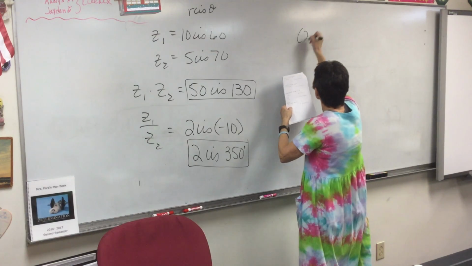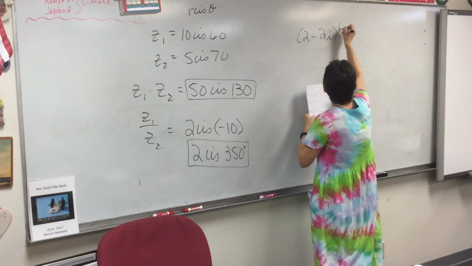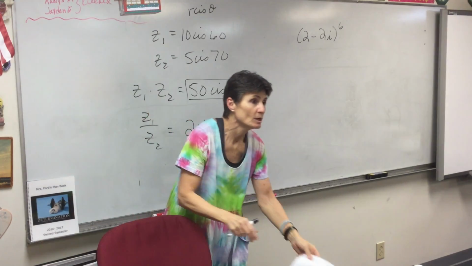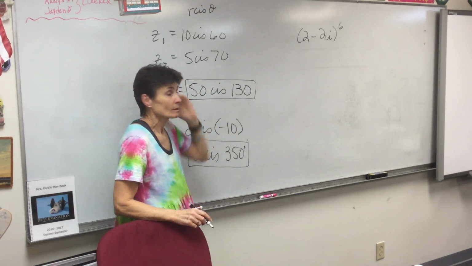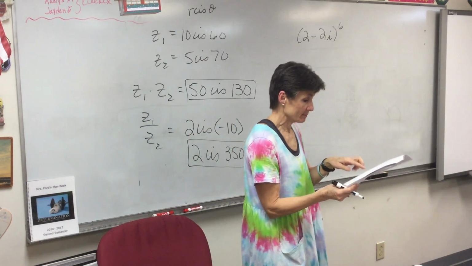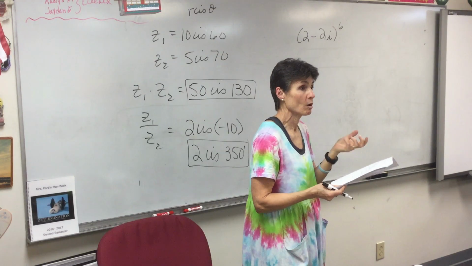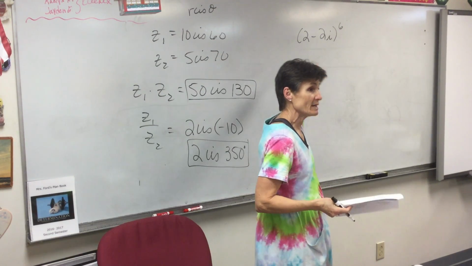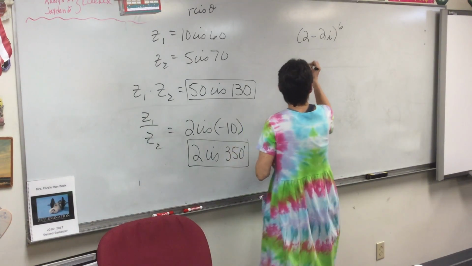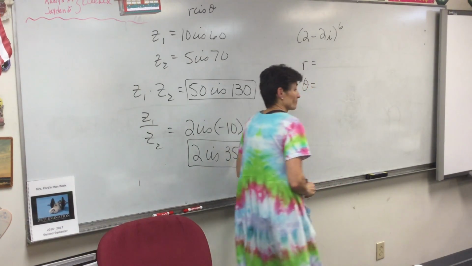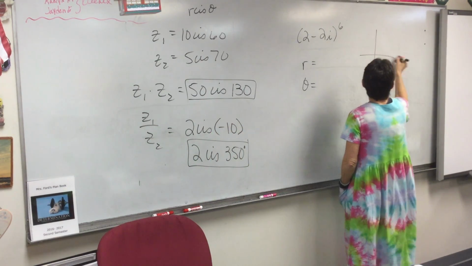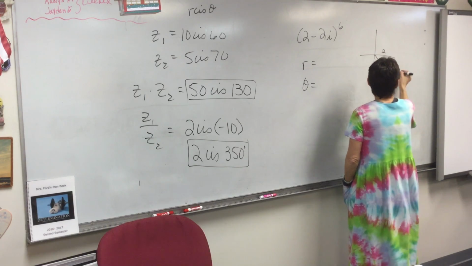Who remembers how to do this? This is a multi-step problem, but it's easy. We practiced quite a few of them. Who remembers what we do? If you look at the directions, it says answer in polar form, so that kind of clues you in. We need to change this to polar, which means we need to find an r and a theta. So we'll draw a picture of it. This one's over 2, down 2.